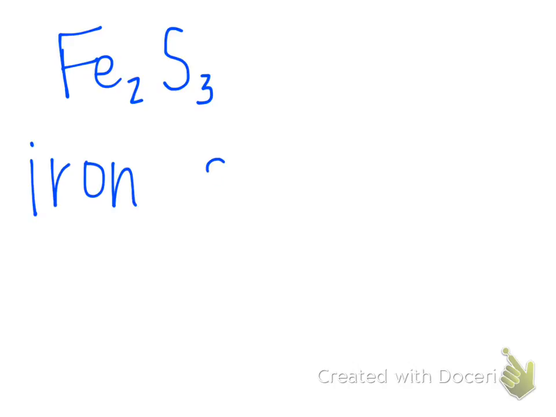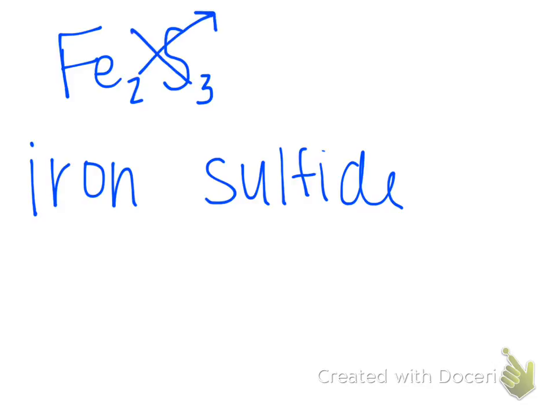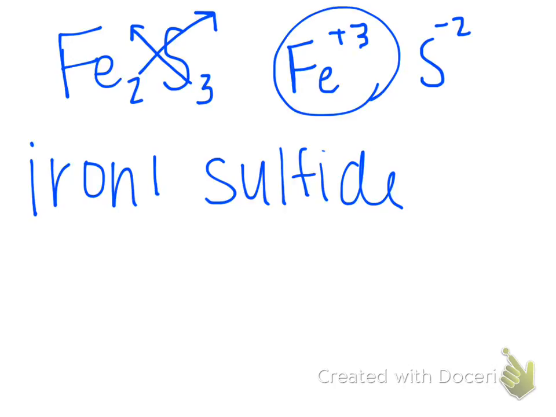Iron sulfide. Good. Now we go back and try to determine which version of iron we're looking at here. We can do it a couple different ways. We can reverse our cross method. It works backwards too, because that would leave us with iron 3 and sulfur 2. What signs do we know have to go with each of these? What does this always have to be? Positive, and this one always has to be negative. So you could do the reverse just like that, and that shows us that we're working with iron(III) sulfide.